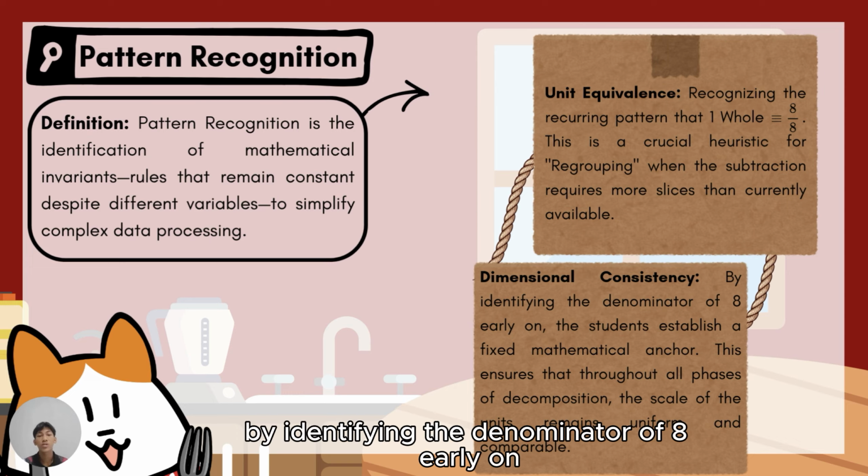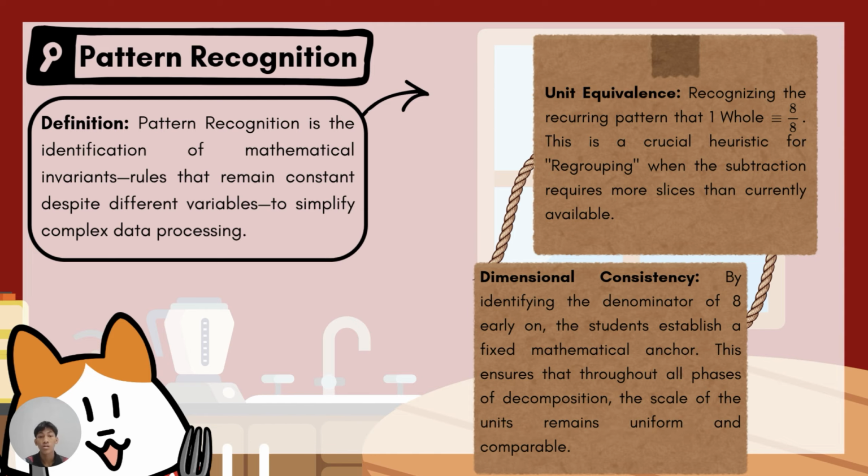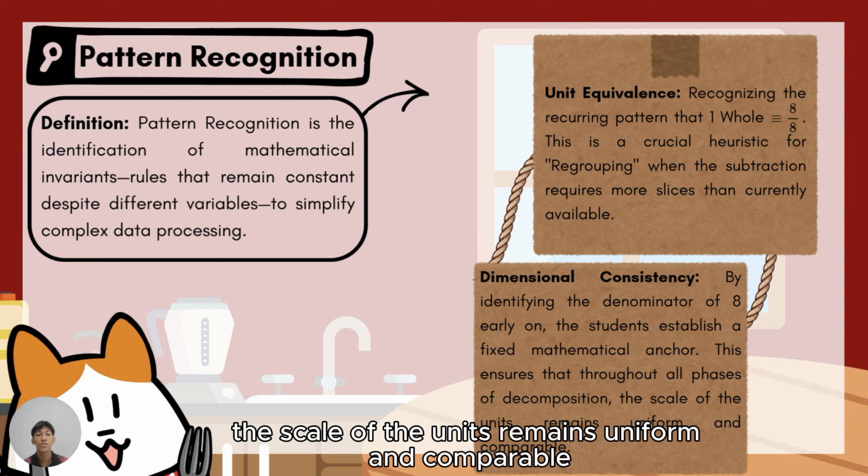So by identifying the denominator of 8 early on, the students establish a fixed mathematical anchor. This ensures that throughout all phases of decomposition, the scale of the units remains uniform and comparable.